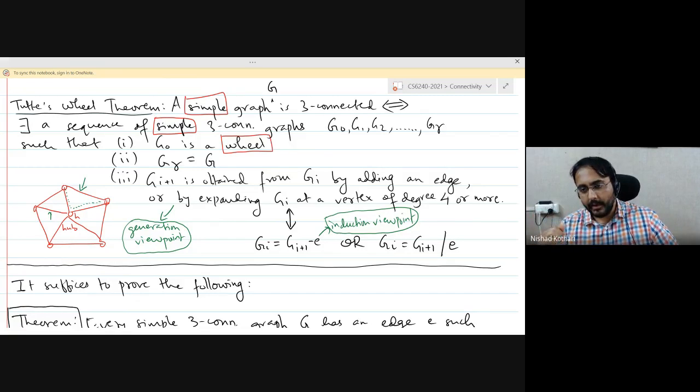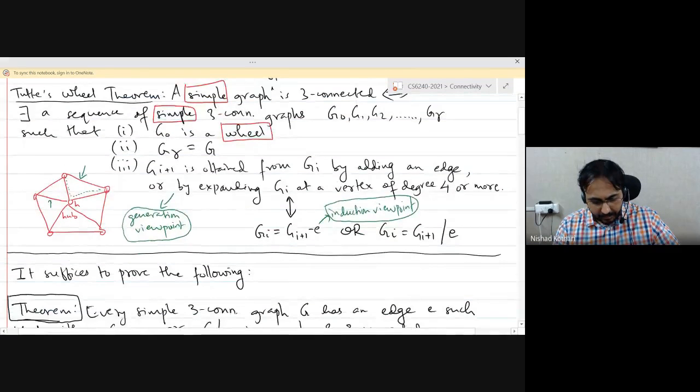The generation viewpoint is for any three connected simple graph, you can start from one of the wheels, which is an infinite family. And from this wheel, which might have 10 vertices, 50 vertices, I don't know, you can construct your final graph G by always, at every step, you either add an edge between two non-adjacent vertices, or you expand the graph at a vertex of degree 4 or more, right? So at each step, you will have a simple three connected graph. And finally, at the end, you will get your desired graph G, okay?